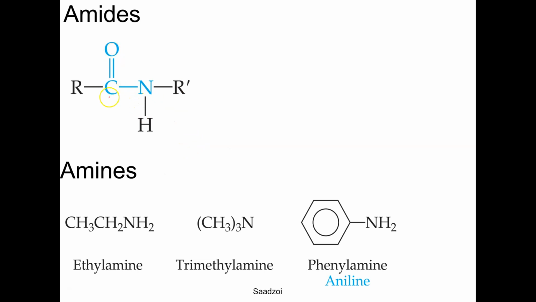Amide, there's double bonded O, carbon chain, there's your N. That's amide. That's different than amine. Amine does not have the carbon double bonded O. That's the difference. So if you see carbon double bonded O with an N, amide. If you see N with a carbon or carbons, that's amine.